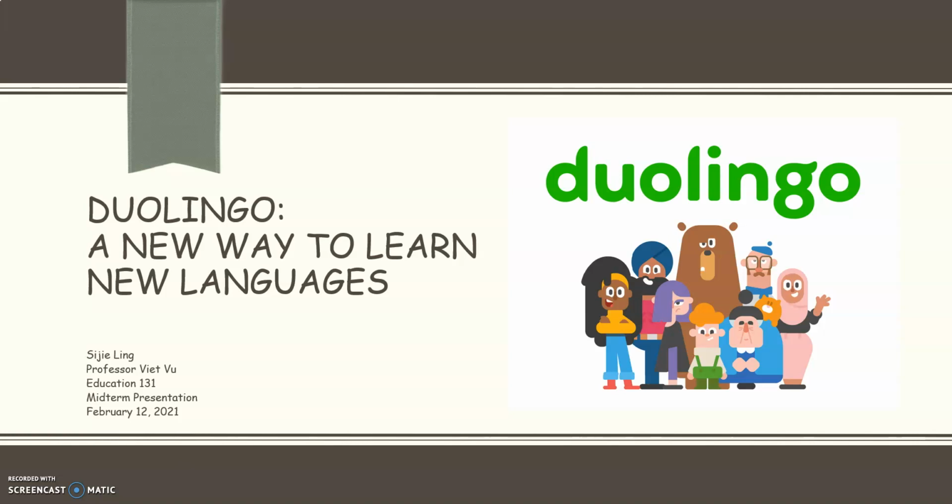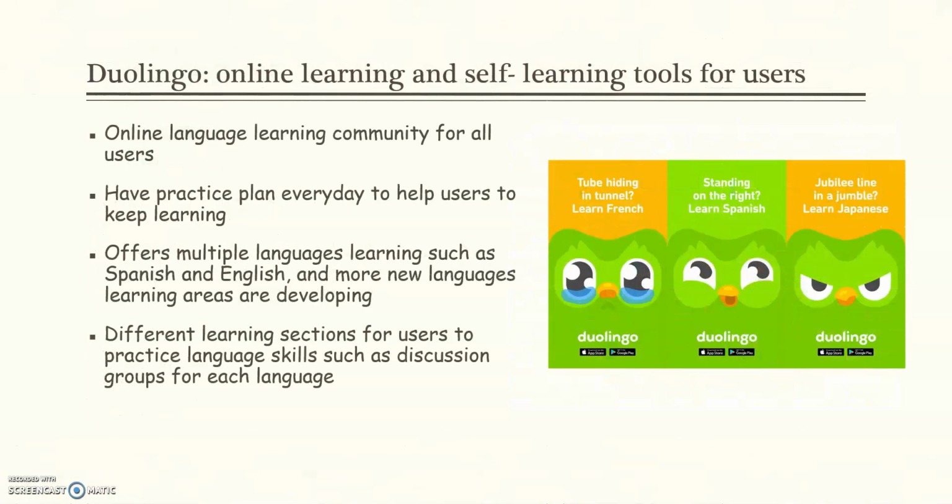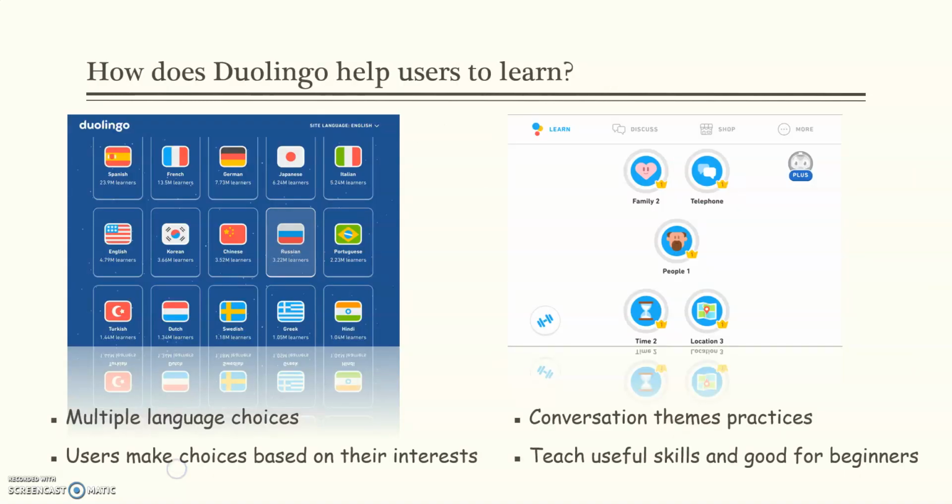It is a website designed to learn new languages. Duolingo is an online learning community for all users. It has a practice plan designed specifically for every user. This can help them to keep learning every day. It also offers multiple language learning such as Spanish and English, and there are more new languages coming up as well. It also has different learning sections for users to practice language skills, such as discussion groups for each language.